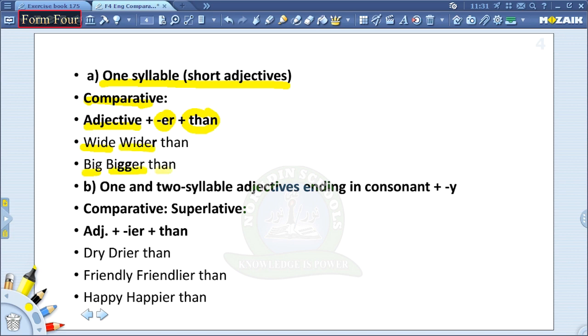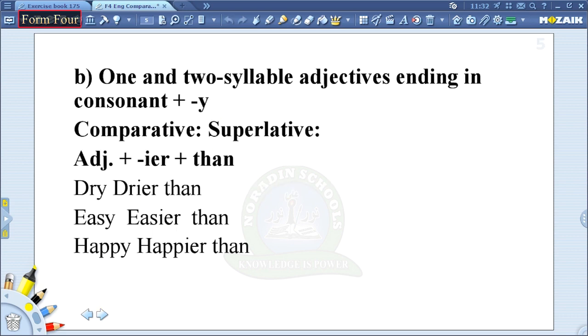Big, bigger, bigger than. One and two syllable adjectives ending in consonant plus Y. What about it? For example, the adjective takes ier and then than. Dry, drier. Remember, drier than. Friendly, friendlier. Happy and happier. So this is an adjective of one or two syllables ending in Y.